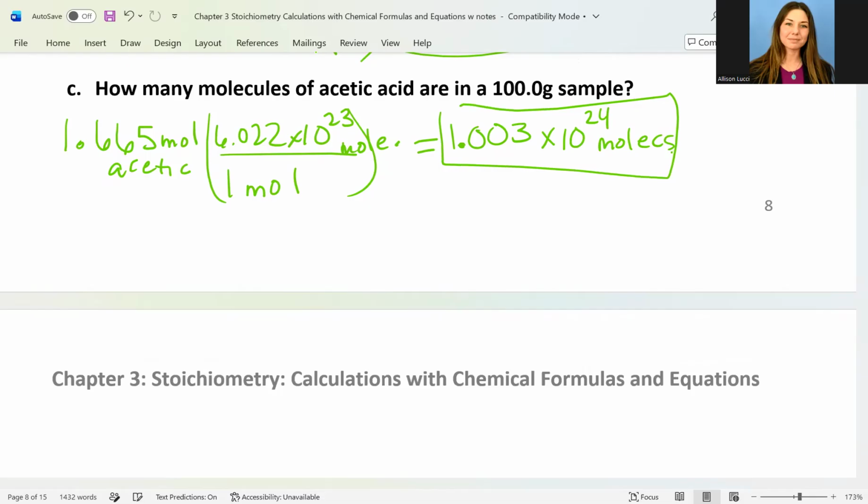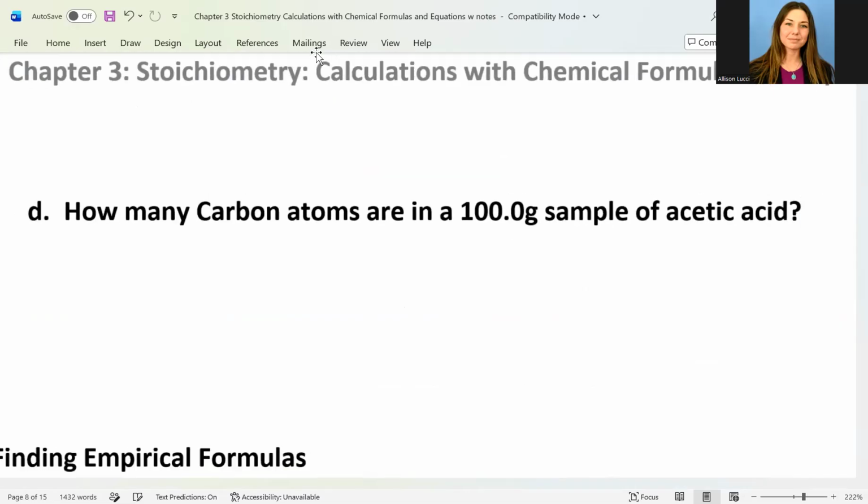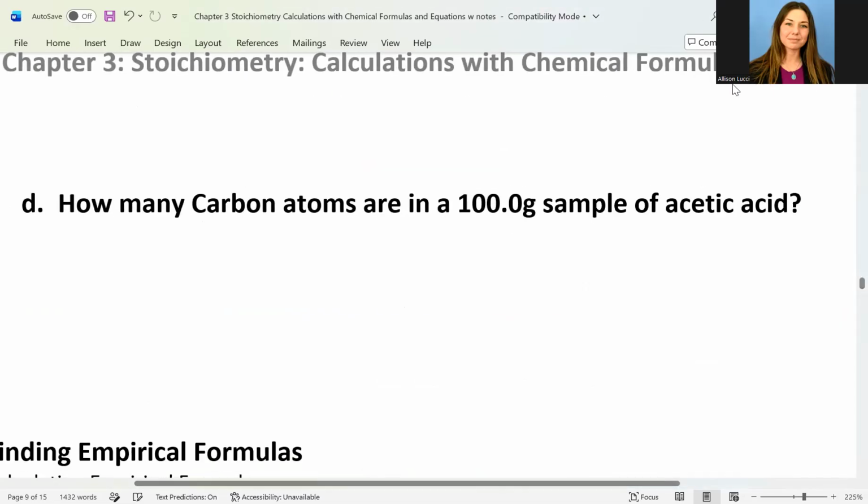And then in part D, we're going to go from molecules to carbon atoms. So we're going to use the molecular formula again to help us. And if you look back up, you'll see that there are 2 carbon atoms. So 2 carbon atoms per molecule. So that's our last conversion factor that we need.